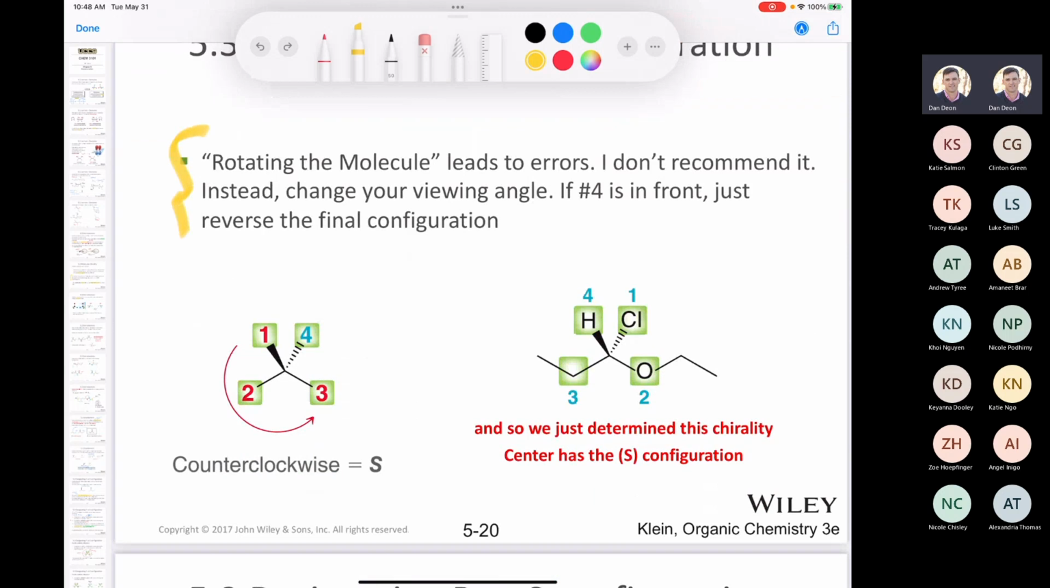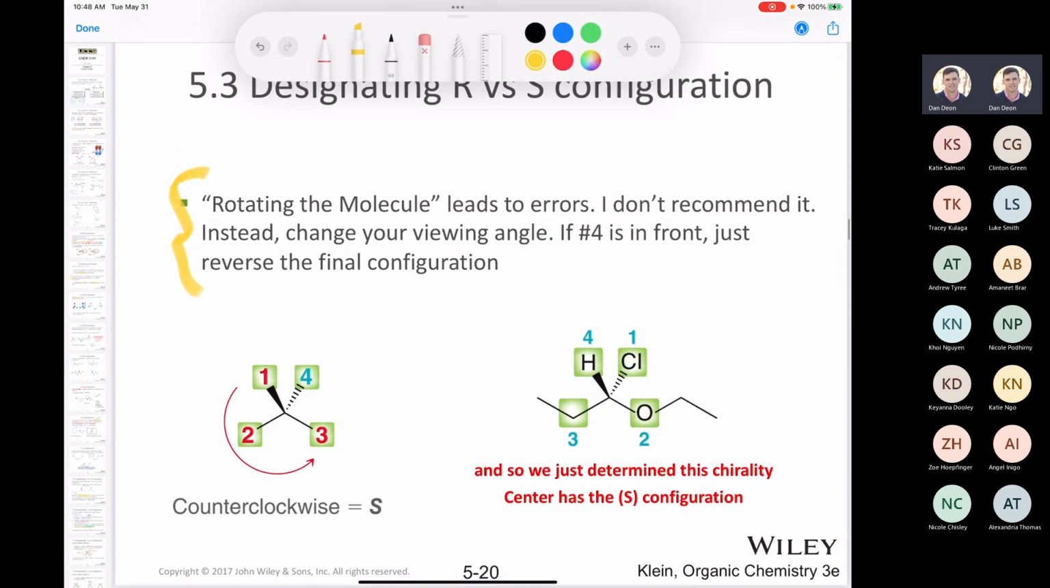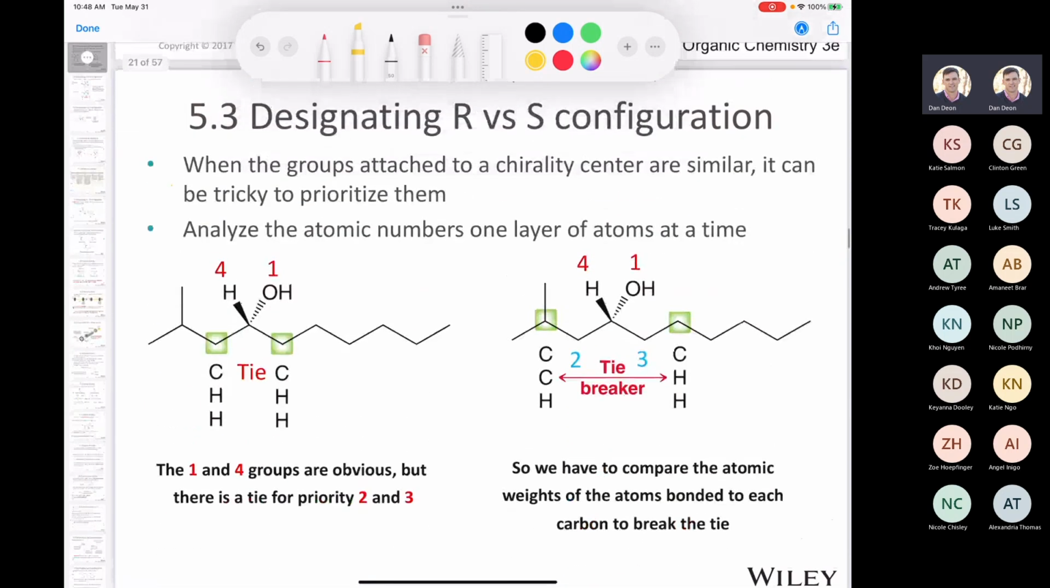Here I have it written down. It says rotating the molecule leads to errors. I don't recommend it. Just change the viewing angle. And if you end up with R, you switch it to S. And if it's S, you switch it to R. And that's all you got to do.